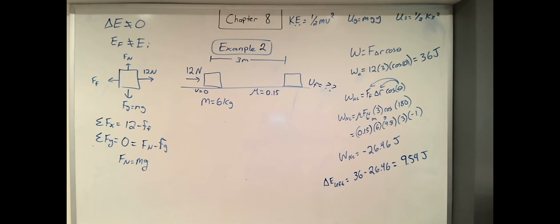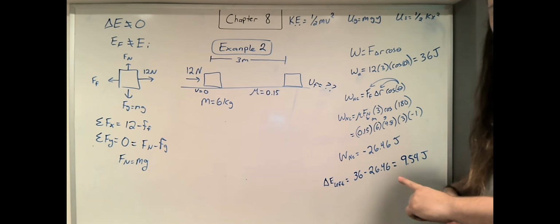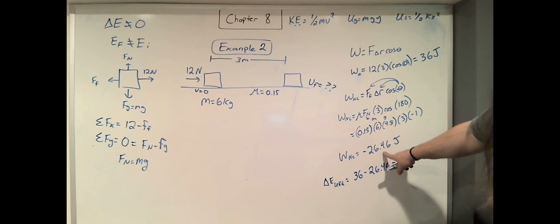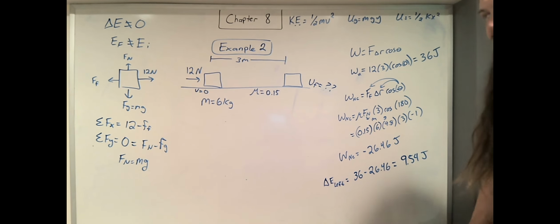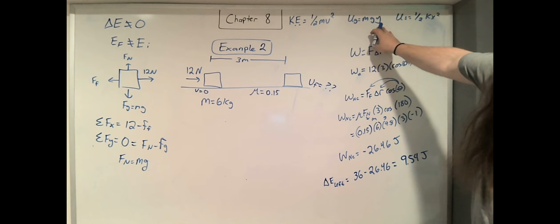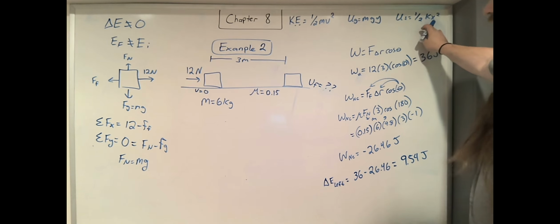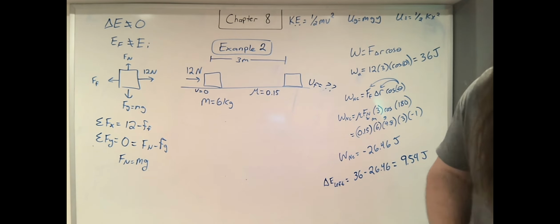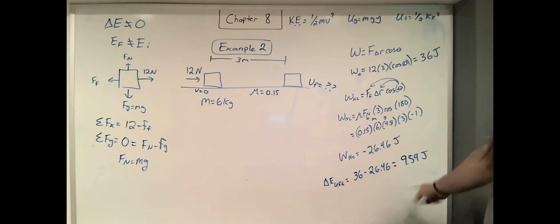Where did that energy go? Friction didn't take it. We put it in. Friction didn't take it because friction is accounted for here. The rest of that energy had to go somewhere. And where did it go? It went into velocity. It went into a change in kinetic energy because, again, there was no height. There was no spring. The only energy it could have gone to is kinetic energy.